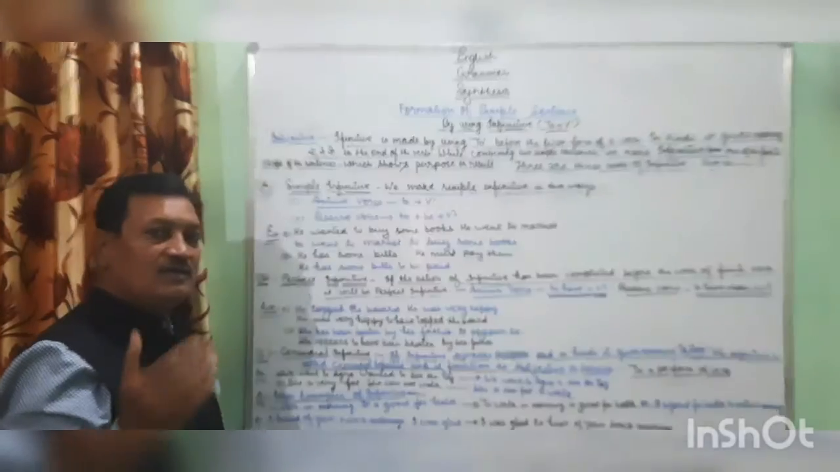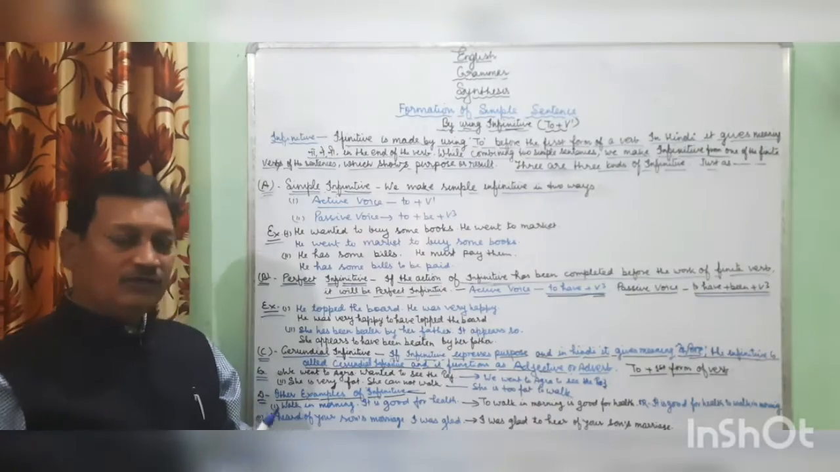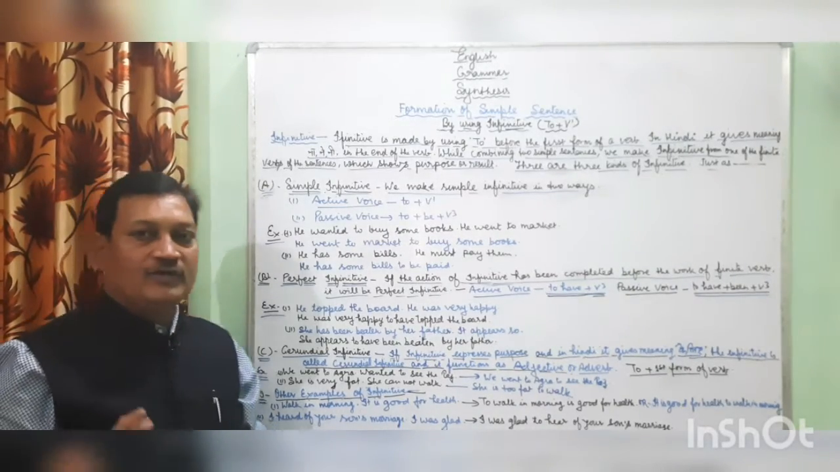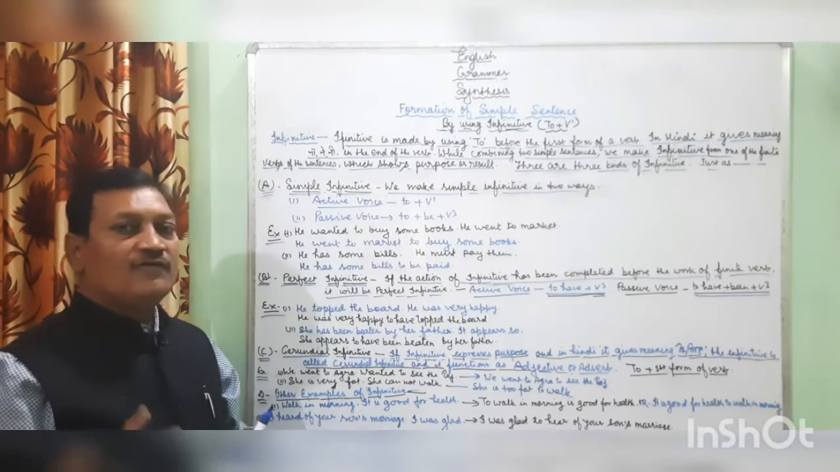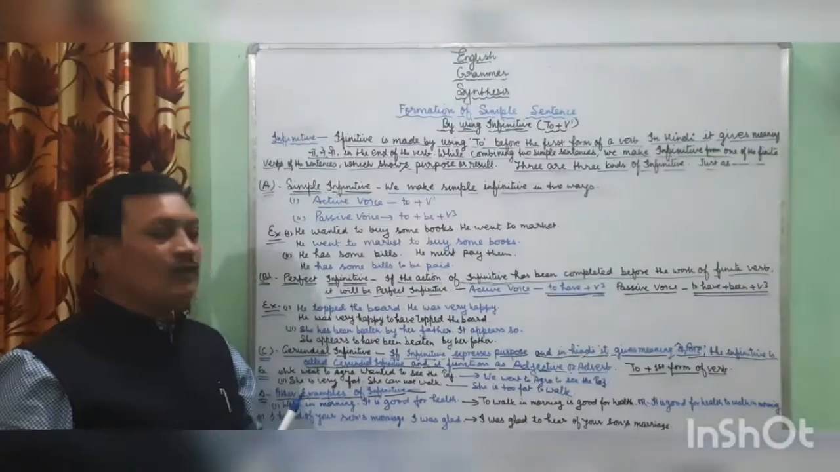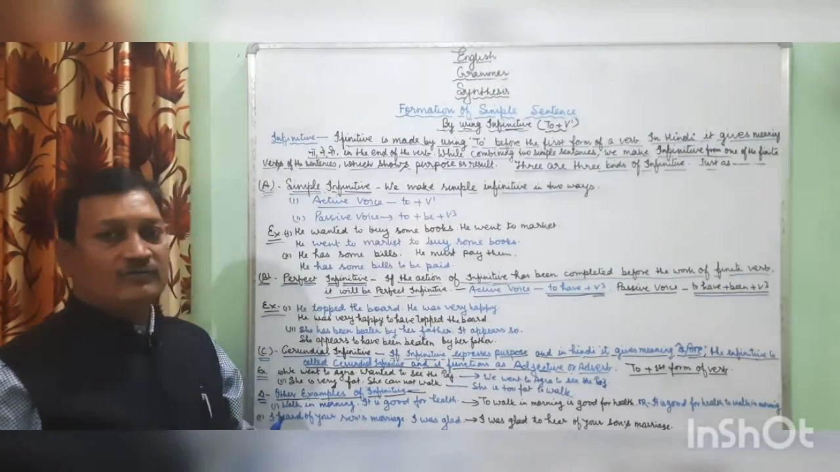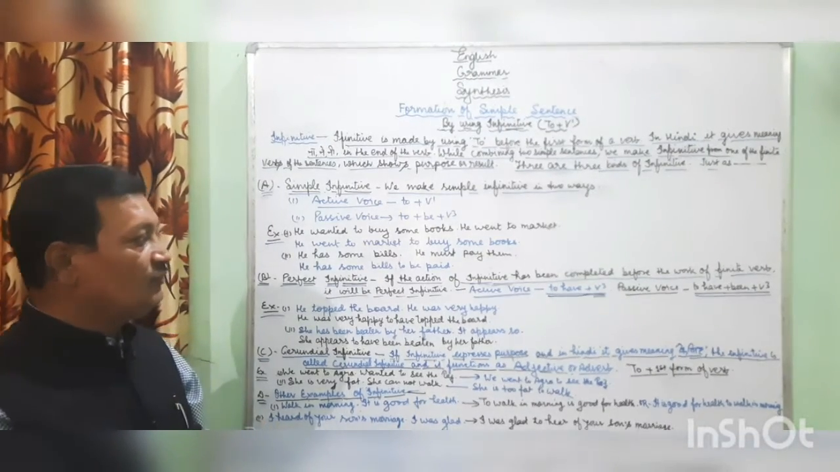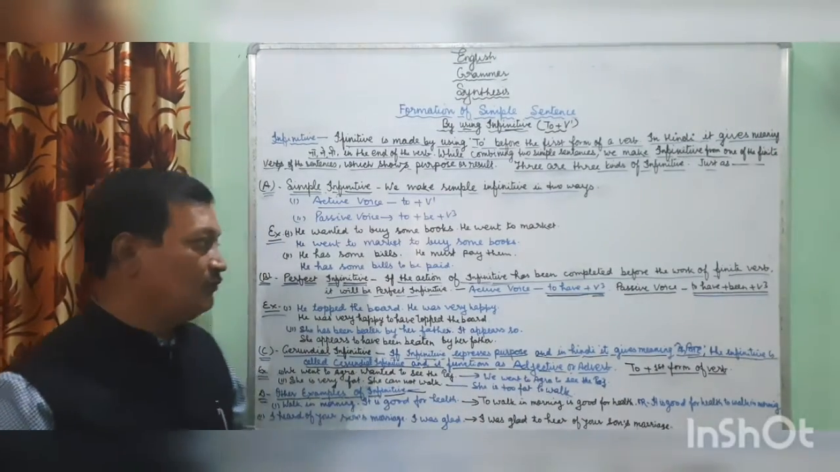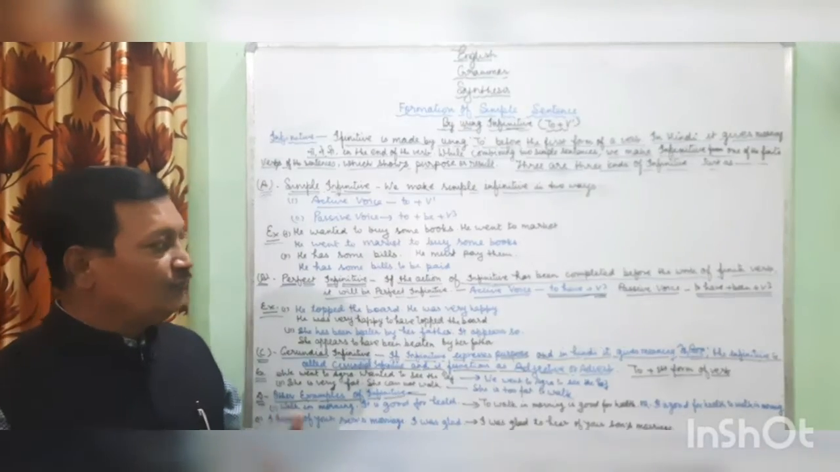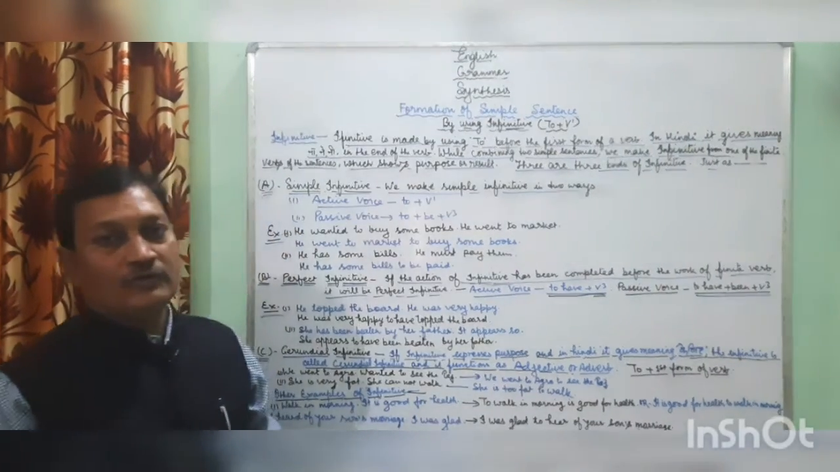Let's see second type of infinitive, that is perfect infinitive. Dear students, if the action of infinitive has been completed before the work of finite verb, it will be called perfect infinitive. In active voice, we make perfect infinitive by using to plus have plus third form of the verb. And in passive voice, we use to plus have plus been plus third form of the verb.